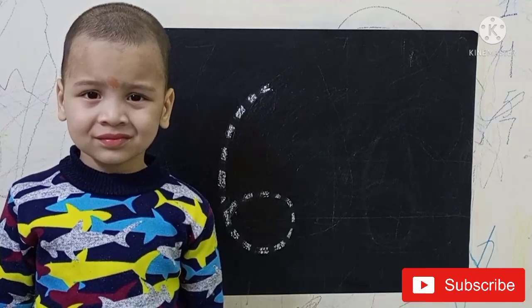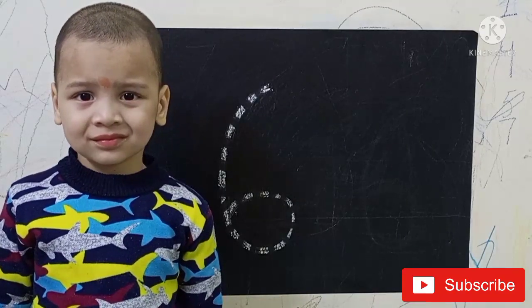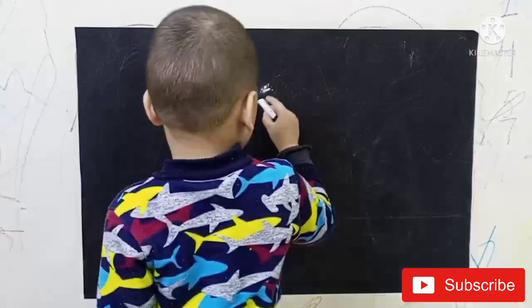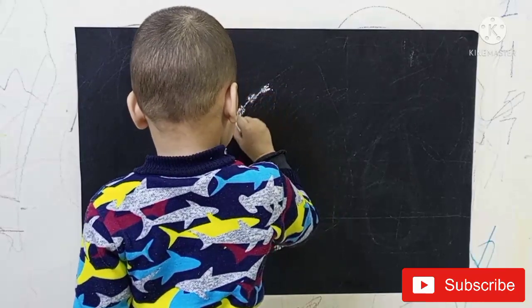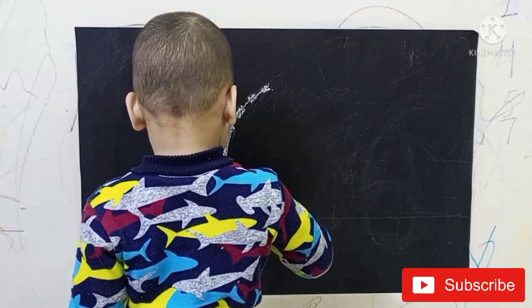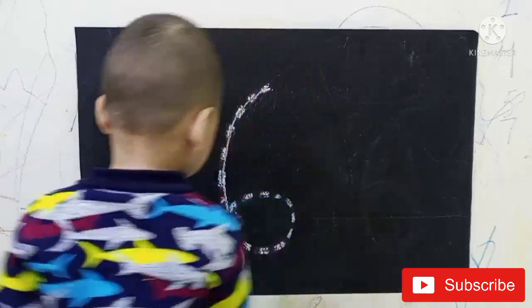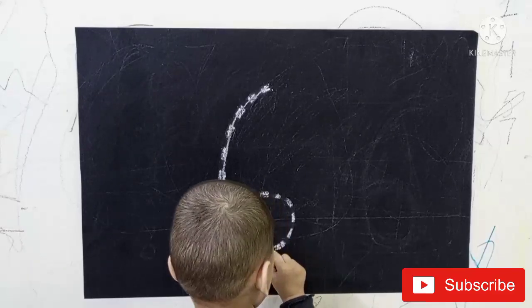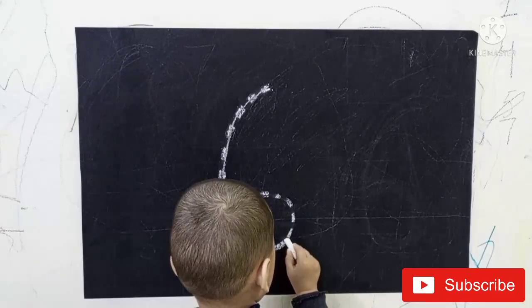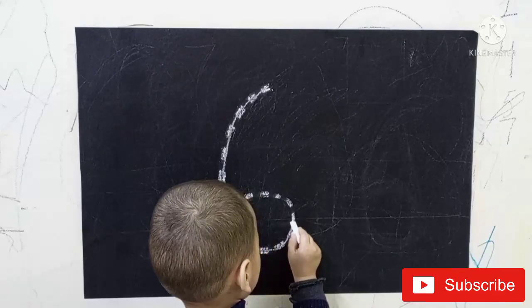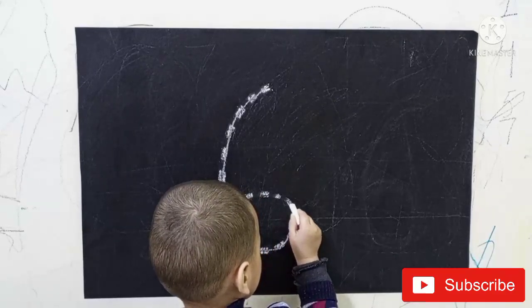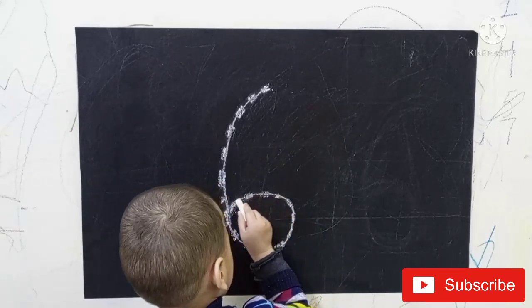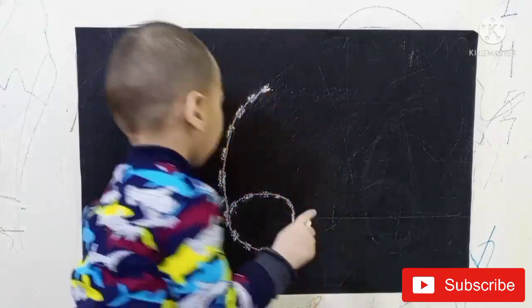Arav, you have to trace the dot to make number 6. Okay, first curve. Yes, curve. Join the curve with the small circle. Yes. Join the curve with the small circle. Good. This is number 6.